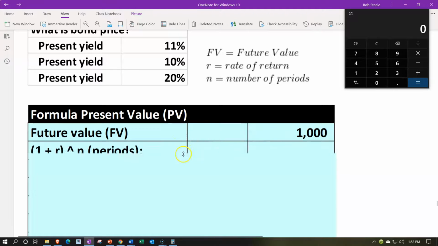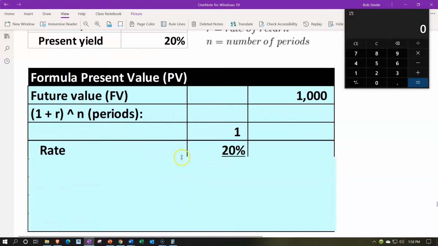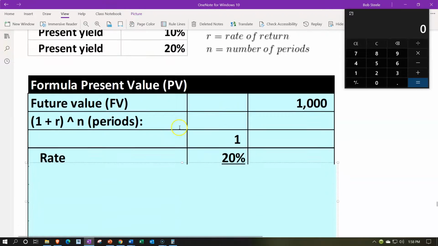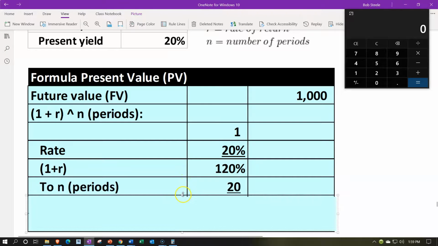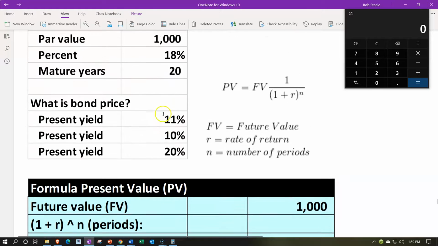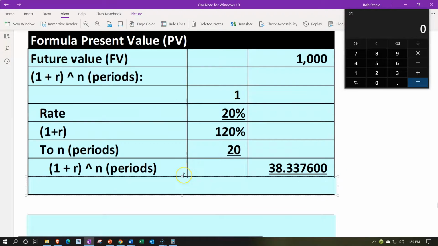1,000 is the numerator. 1 plus r to the n, there's 1, there's r, 20%. That's 100 plus 20, or 120, or 1 plus 0.2, 1.2, giving us 1.2 to the power of n, caret n, number of periods, 20 years. That then gives us the 38.3376. If we take the numerator divided by the denominator, we get the 26.08.